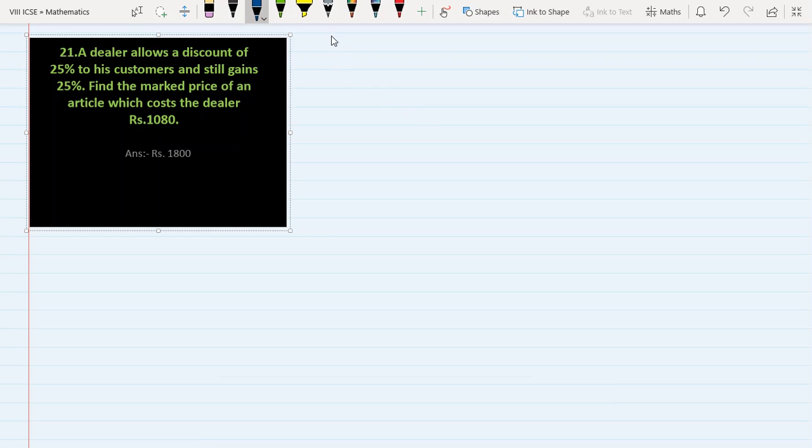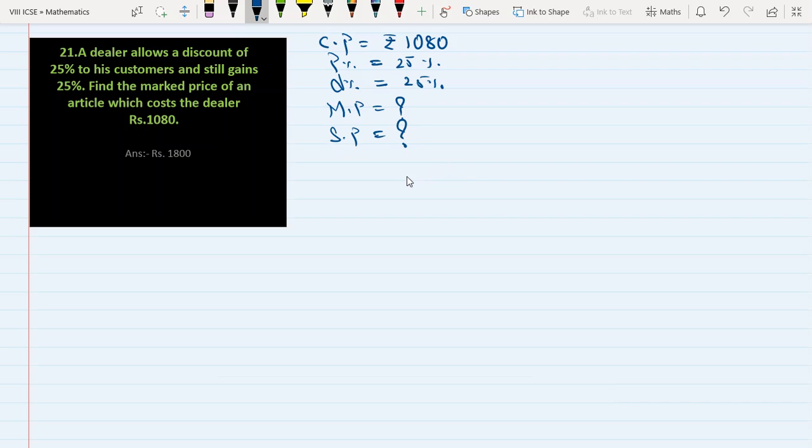Now, the cost price is given, rupees 1080. The profit percent is given, 25%. The discount percent is given, 25%. We have to find the marked price. Do we know the selling price? No, we don't know the selling price either. Okay, so this is the scenario.